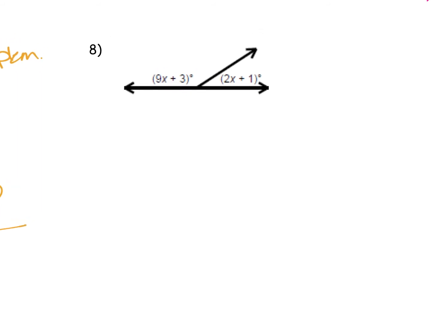Okay, and what type of pairs are these? This last one, number 8? Supplementary. Supplementary, or easier, linear. Right? It's easier to spell linear than it is to spell supplementary. Same thing. What do we know about a linear or a supplementary pair of angles?